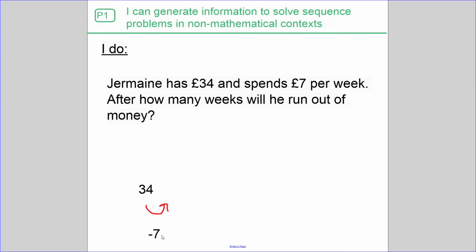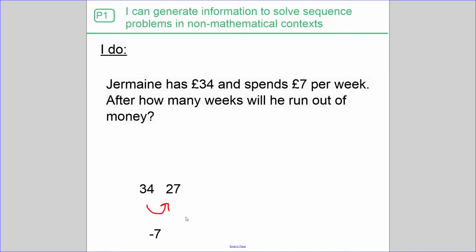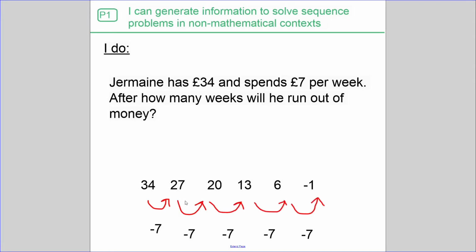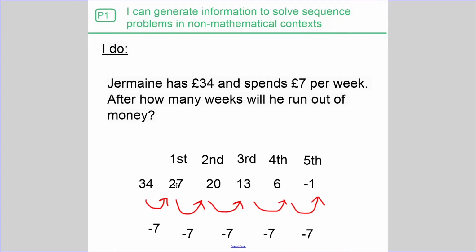Now, we need to find the second number in our sequence, so we're going to do 34 subtract 7, which is going to be 27. Once we've done that, we can keep on subtracting 7, and we get the following. Because we're looking for how many weeks he's going to run out of money, we're particularly interested in when he has a negative amount. So as you can see here, he has a negative amount when he's got -1. Then we're going to label after how many weeks that's going to occur.